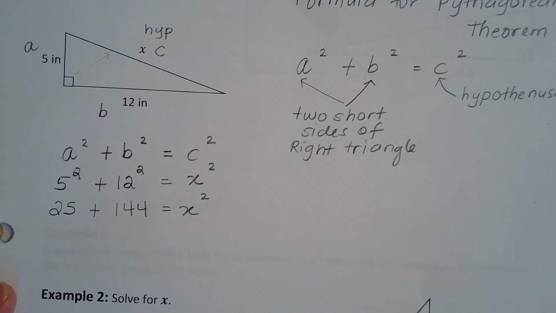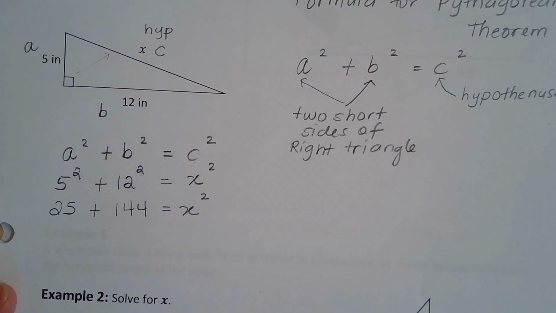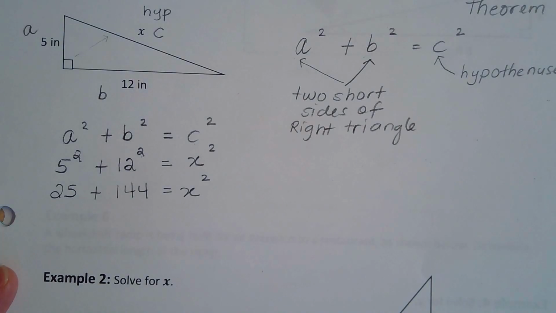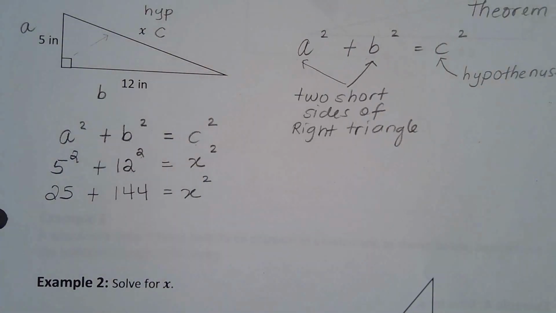Okay, is everybody okay with that one? So 5 to the exponent 2, you could try that on your calculator. Give it a try. 5 exponent 2. Yeah, did everybody get 25? Yeah. And try 12 squared. What's 12 squared? Yeah. 12 squared is going to equal 144. Did everybody get 144 for 12 squared?